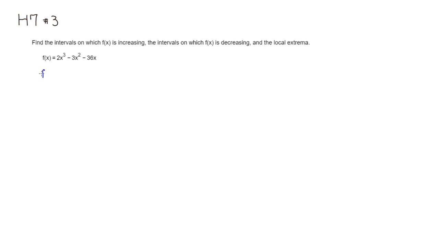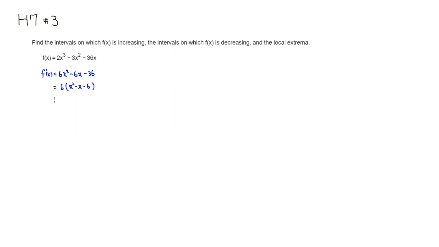So f prime of x is equal to, put 3 in front, so that would be 6x, subtract 1 from the power, it's 2. And put 2 in front, so it's a negative 6x. And the derivative of negative 36x is negative 36. Luckily, everything has a 6 in it, so I'm going to pull 6 out. And we have x squared minus x, and 36 divided by 6 is 6, so it's a negative 6.